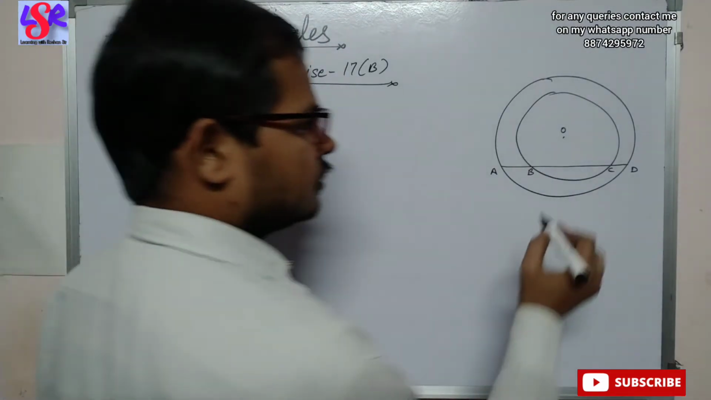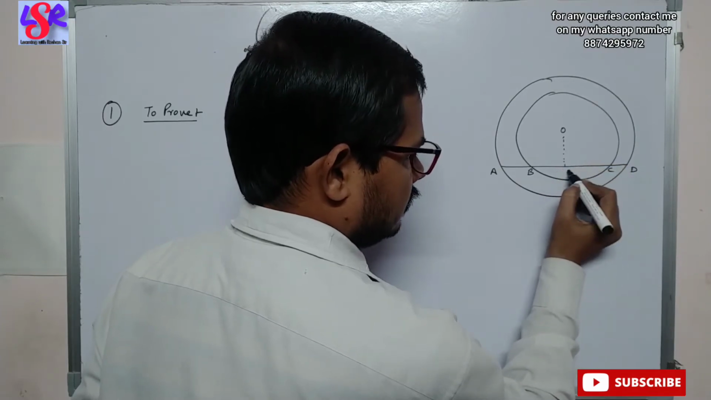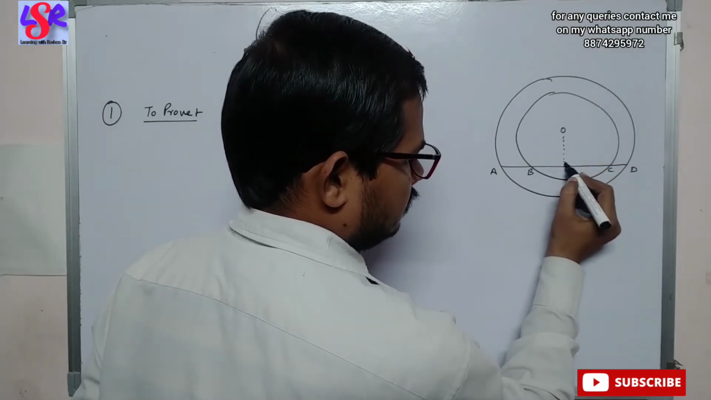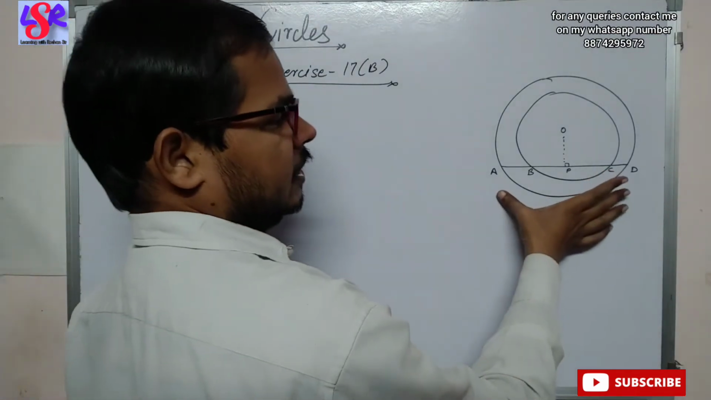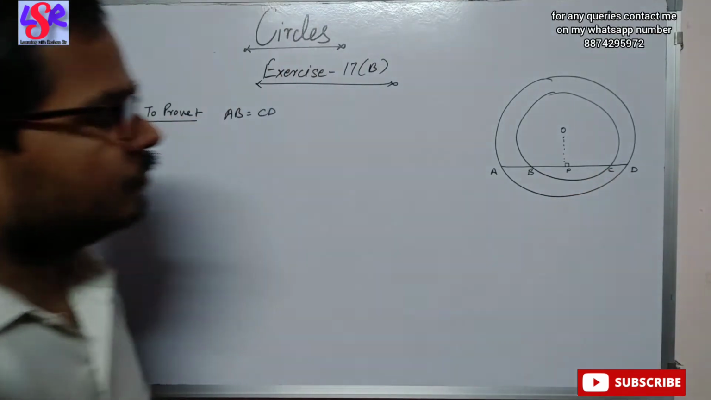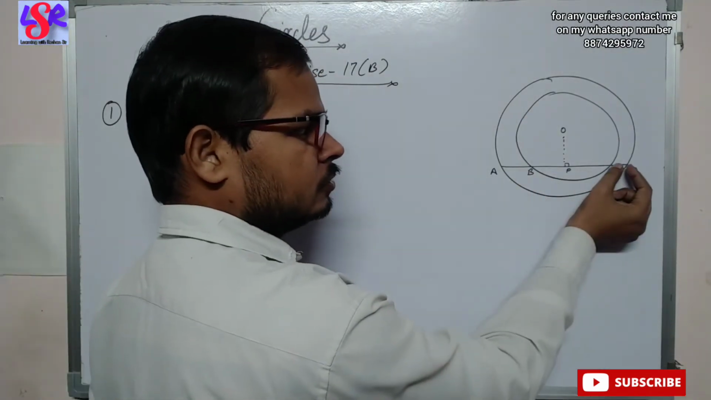Now if I draw a perpendicular from here, then the point at which it touches will bisect both of the chords, either we take AD or we take BC. Now we have to prove that AB equals CD, that is, this portion is equal to this one.